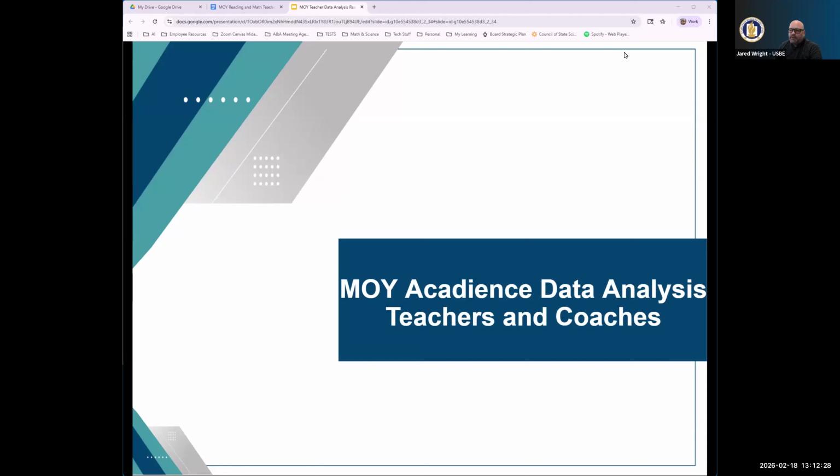We're going to talk about the middle of year Acadience data, and this is for both reading and math. So they're very similar within the system. As we go through today, we may share some specific things that might be different between the two, but for the most part, they're going to be the same. And we're focusing on looking at this data as a teacher or as a coach who helps teachers.